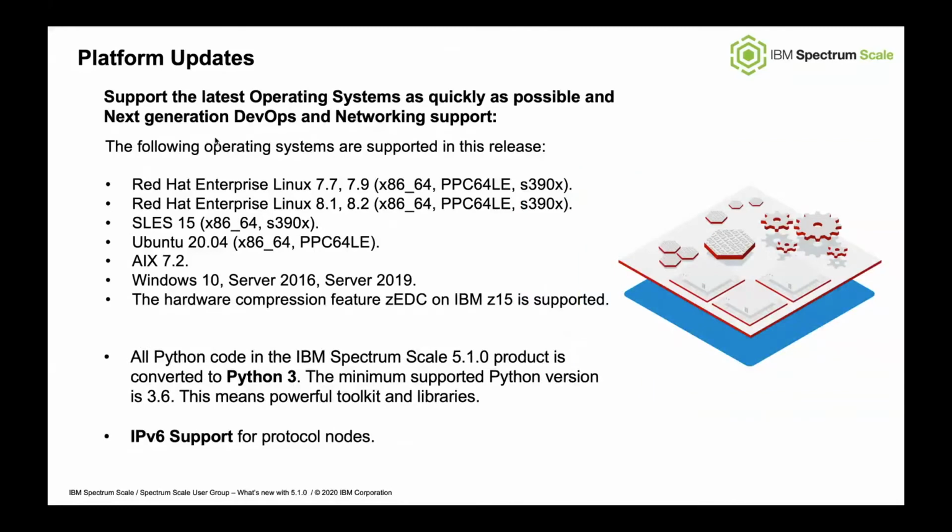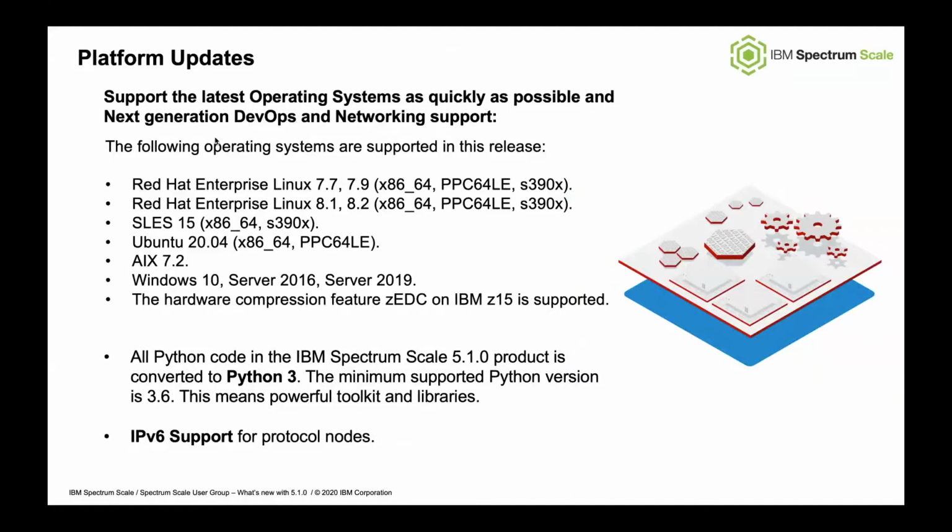Let's start with platform updates. In terms of platform updates, what IBM Spectrum Scale is looking for is to support the latest operating system versions as soon as possible and providing support for technologies that enable the next generation of DevOps, security, and enhanced networking.